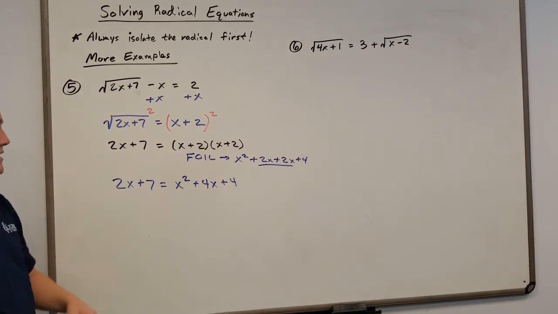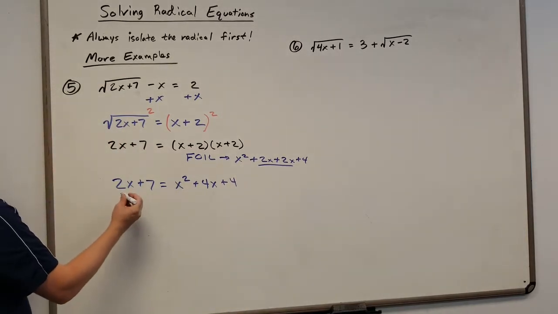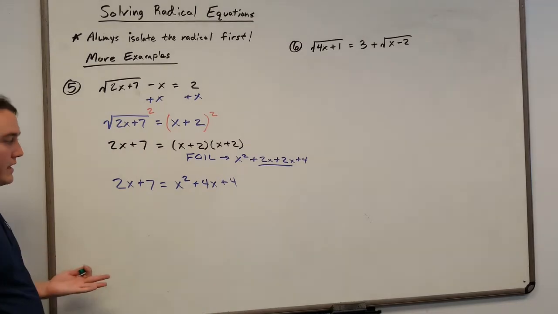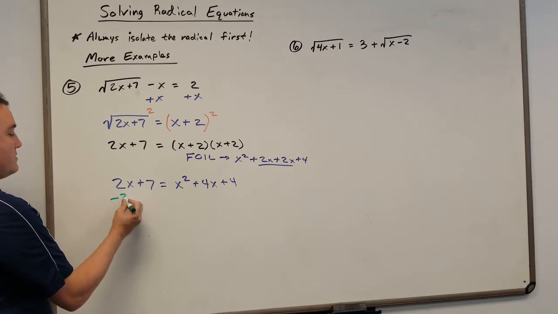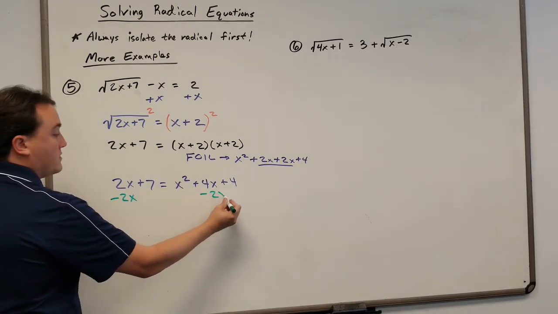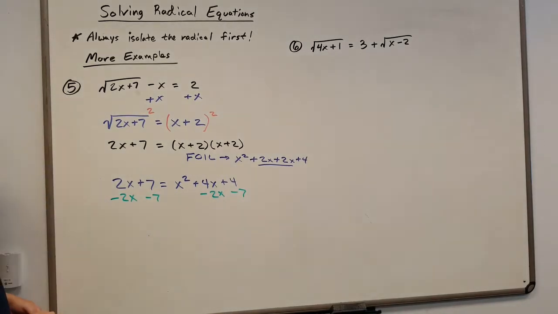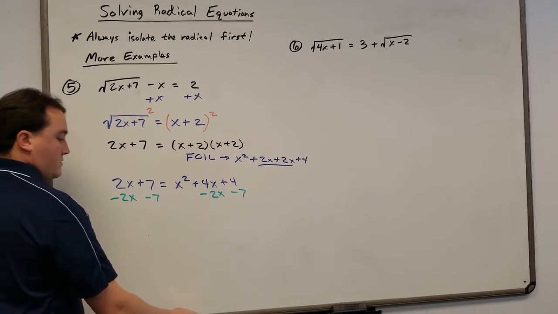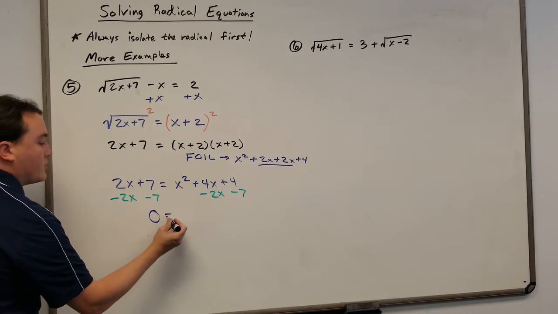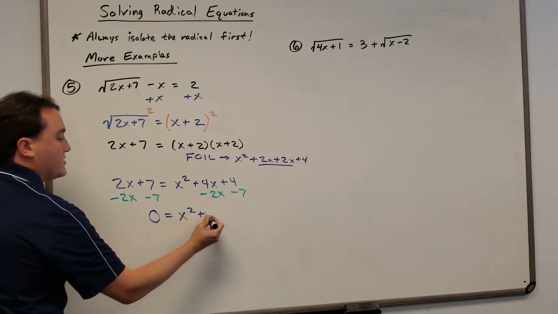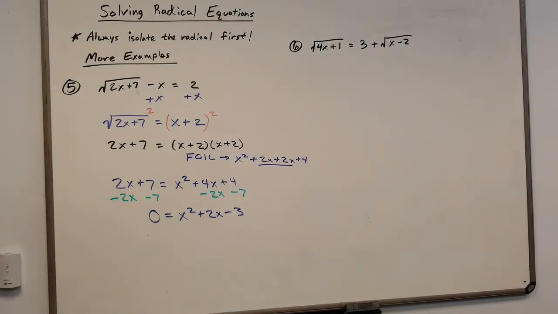Then we move this to the other side. Since there's an x squared, we can't just solve for x, right? We have to use factoring or the quadratic formula, which we haven't done yet in class. So we're going to minus 2x and we're going to minus 7. So we get 0 equals x squared plus 2x minus 3, which isn't a hard one to factor.